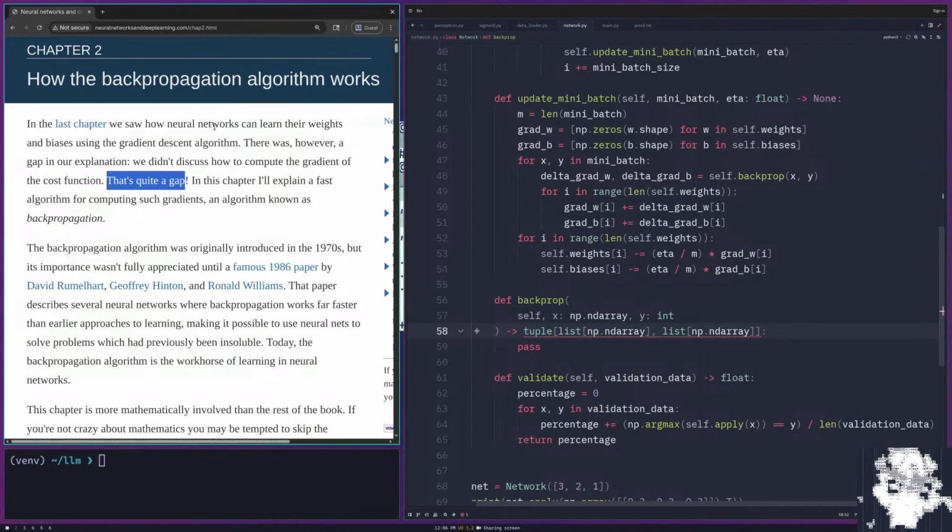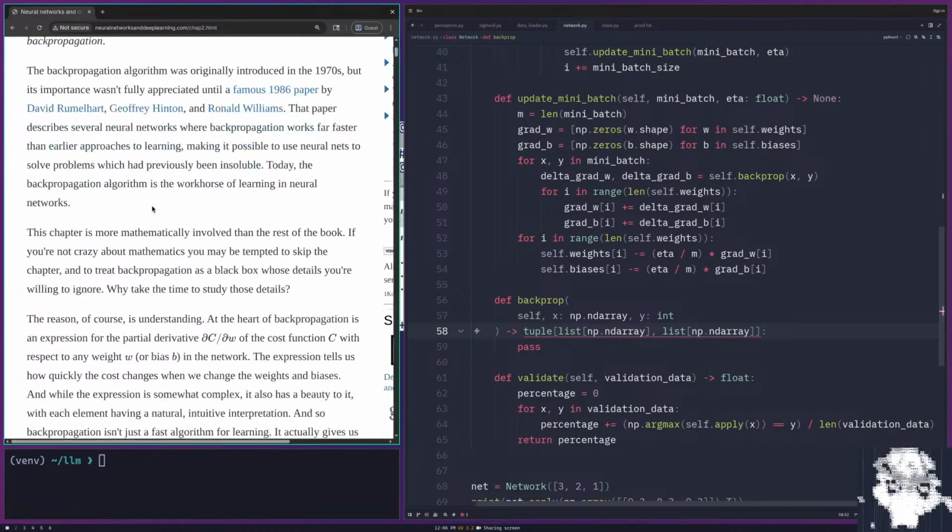Okay. In this chapter, I'll explain a fast algorithm for computing such gradients, an algorithm known as backpropagation. The backpropagation algorithm was originally introduced in the 1970s, but its importance wasn't fully appreciated until a famous 1986 paper by David Rumelhart, Geoffrey Hinton, and Ronald Williams. That paper describes several neural networks where backpropagation works far faster than earlier approaches to learning, making it possible to use neural nets to solve problems which had previously been insoluble. Today, the backpropagation algorithm is the workhorse of learning in neural networks.